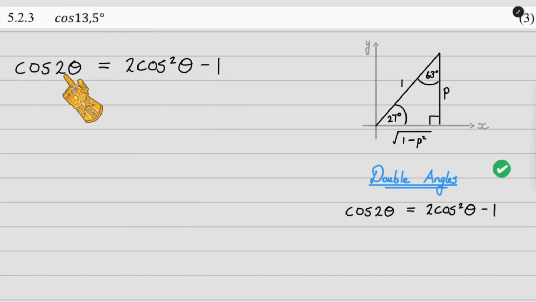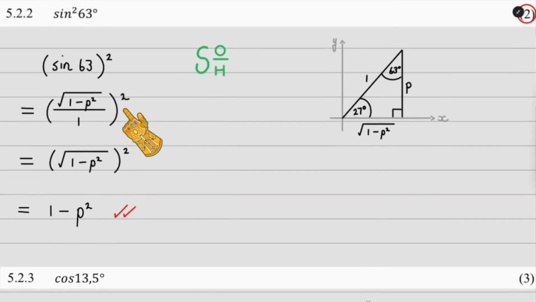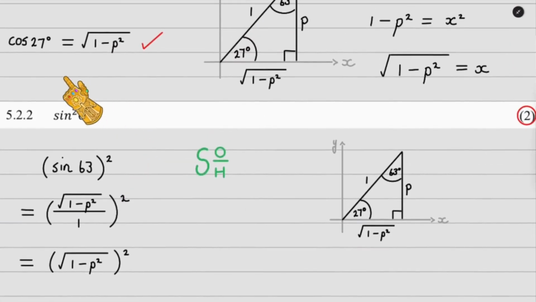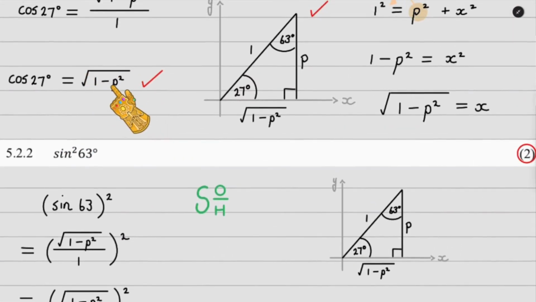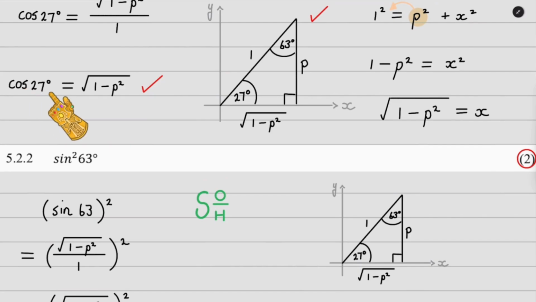Okay, so cos of 2 theta, I'm going to model this to be 27. Because then this theta will be half the size of 27, which is 13.5. And then I'm going to use the sketch to change this cos of 27. Or in fact, I think we actually got it earlier. Yeah, here it is. Cos of 27 is this thing over here. So let's change cos of 27 to the square root of 1 minus p squared.